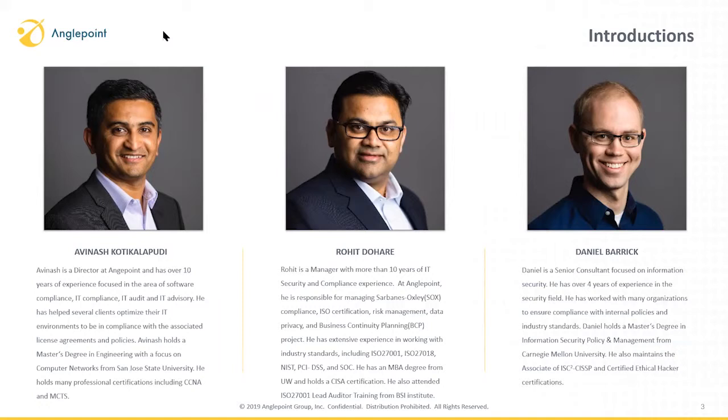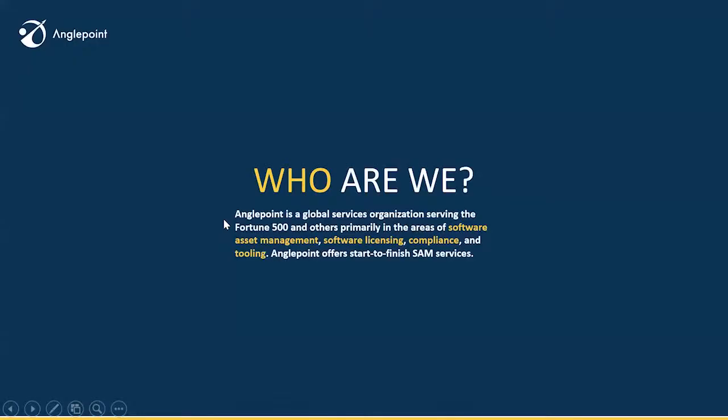Before we get started, we want to talk about the background of AnglePoint, what we do and where we come from. Basically, AnglePoint is a global services company focusing on software asset management and IT security, helping our clients in areas of compliance, tooling, and other things.